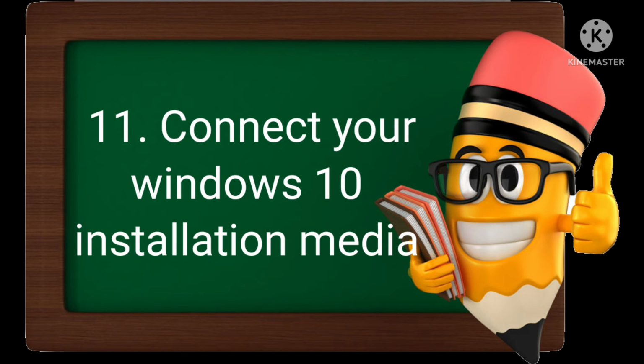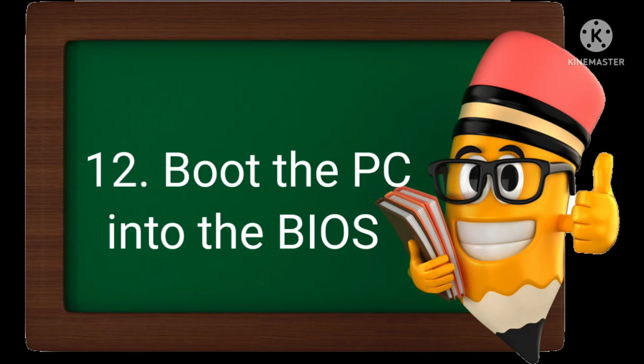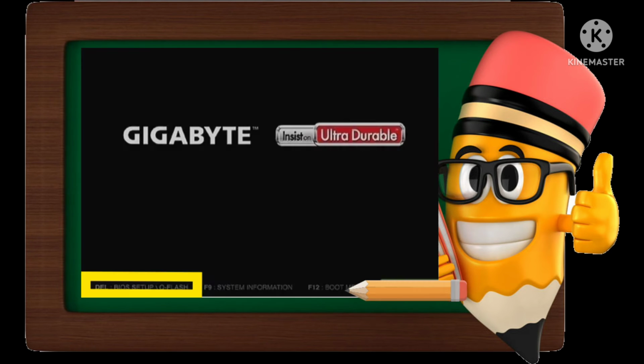The next step is to connect your Windows 10 installation media. Then if you created a flash drive, connect it to the PC or the computer on which you want to install Windows 10, and if you made a DVD, insert it into the drive now. Next is to boot the PC into the BIOS. If your computer is not already set up to boot from your flash or optical drive, rebooting from your installation media won't work. You'll need to make a quick change in your BIOS to change the boot order.